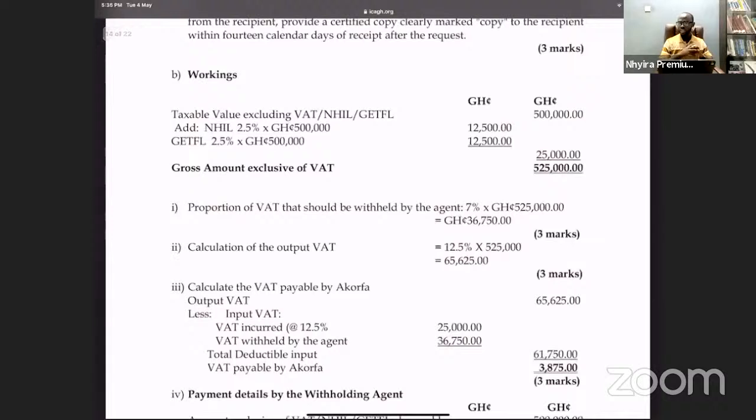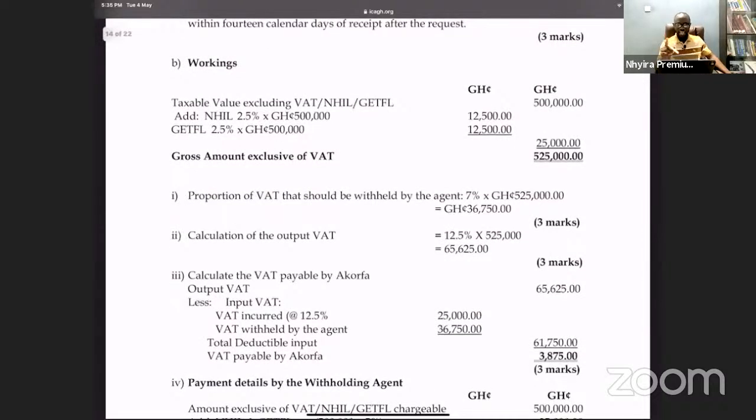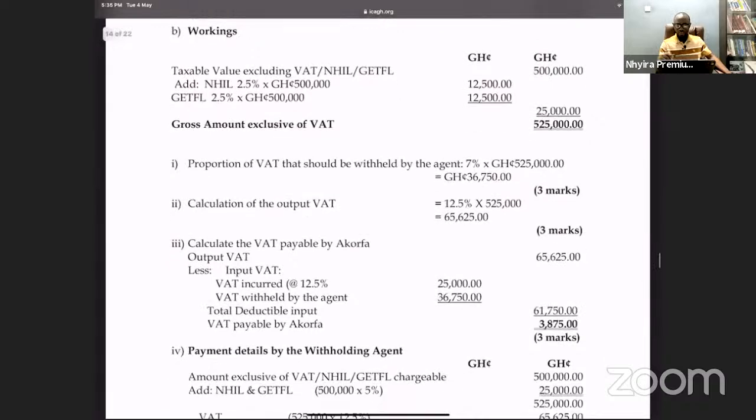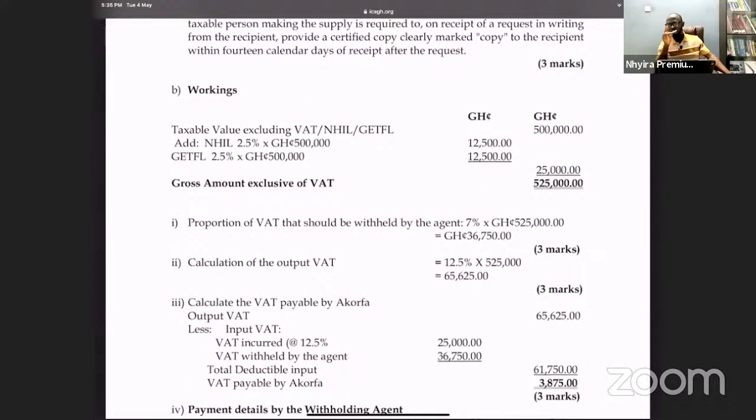So look at what is going on here, and I want you to strike out the difference on exactly what is going on. You realize that in this question, they are bringing up the 500,000. They added the 5% NHIL and GETFund, but they charged the withholding tax on what? The amount inclusive of the 5% NHI. Is it not a mistake? So in May 2020, you did that. In November 2020, you did not do that.